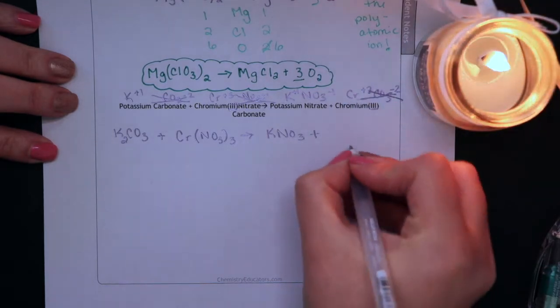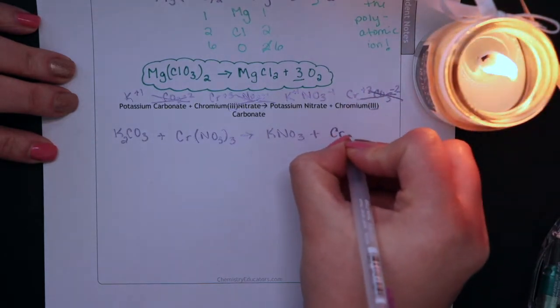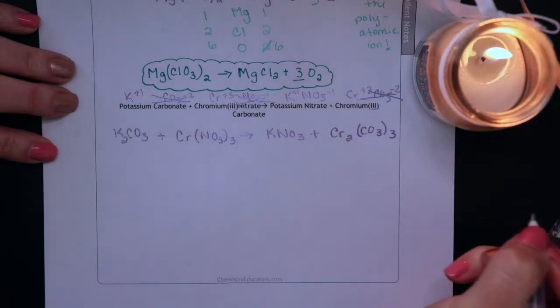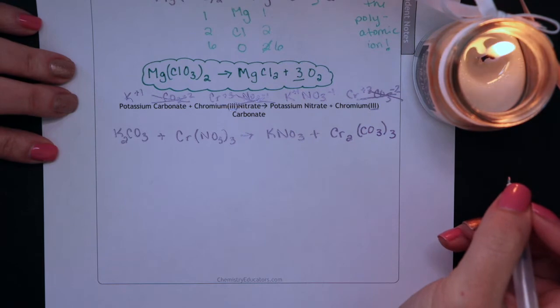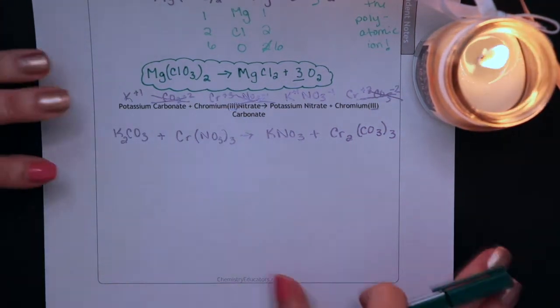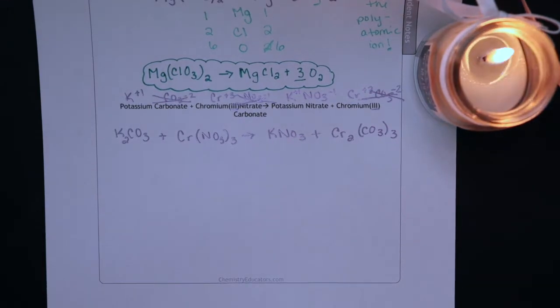Now we need to balance this equation. First, we need to look at what elements we have on each side. Notice that both of the polyatomic ions are present on each side of the yield sign, so we can keep those together, making it much easier to balance.